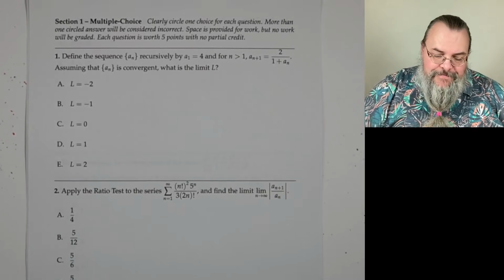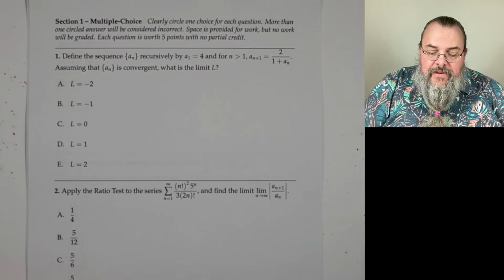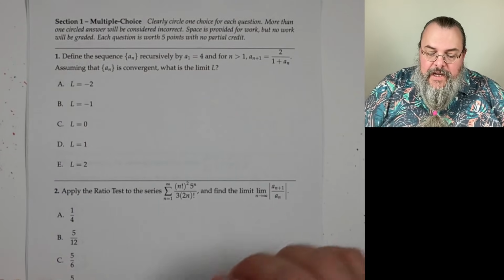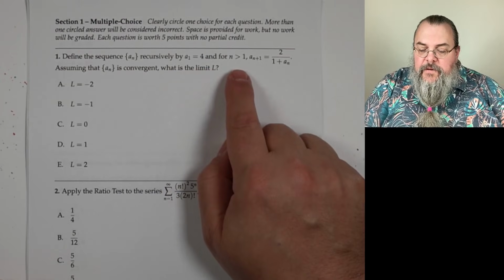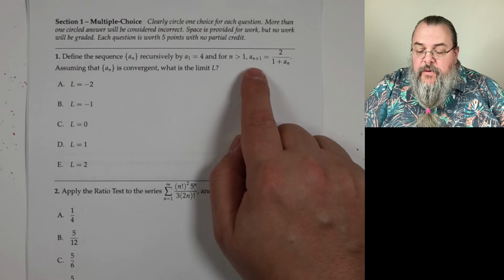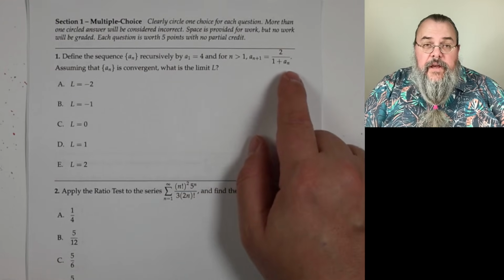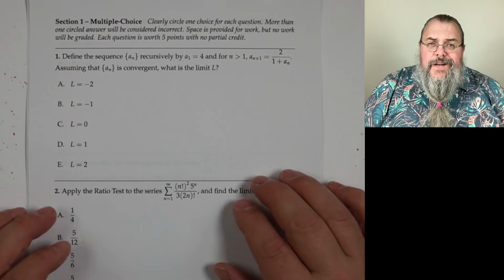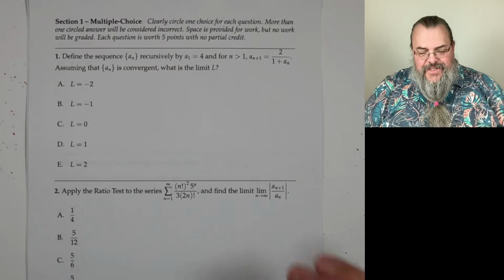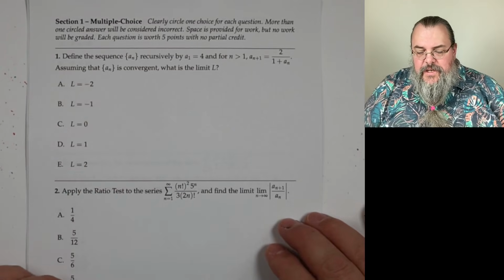Number 1. Define the sequence a sub n recursively by a sub 1 is 4, and for n bigger than 1, a sub n plus 1 is 2 over 1 plus a sub n. And we have a couple of choices here. Now, a couple of them seem kind of outrageous. Negative numbers? Because what do you see?